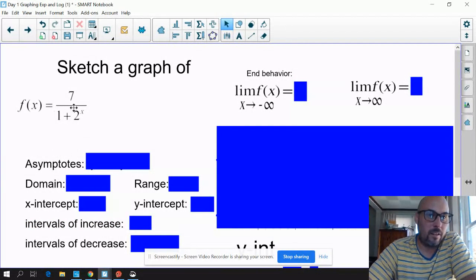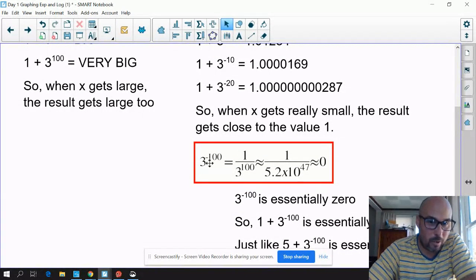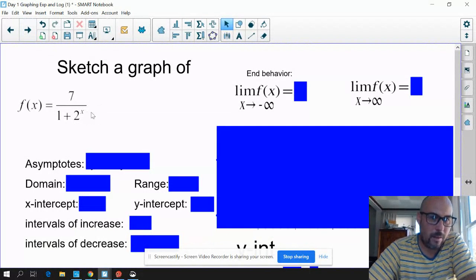All right, so here is yet another logistic function. Let's talk about the end behavior first. When x gets really small, so negative 100, let's say, what is 2 raised to the negative 100? It's basically the same thing as 3 raised to the negative 100. It's basically 0. Not exactly 0, but basically 0. So when x gets really, really small, this 2 to the x is basically 0. So now what's left over? It's 7 divided by 1 plus 0. So it's 7 divided by 1, which is 7. So when x gets really small, the y values approach 7.